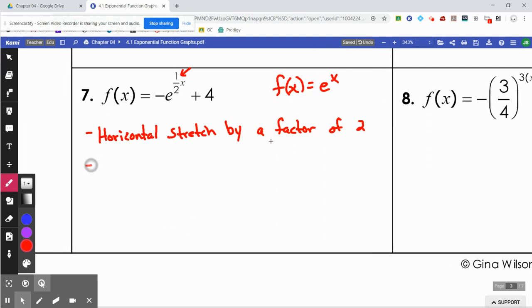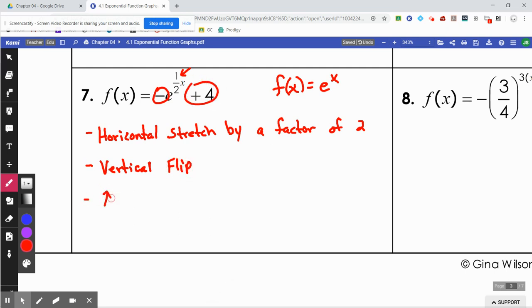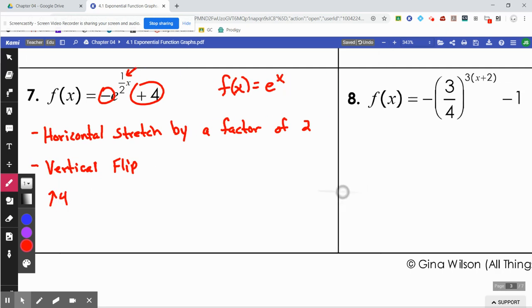Next up, I have a negative out in front of my function, so therefore, since it's not up there with the x, it would be a vertical. And since it's a negative, that's going to flip your function. And the last thing that you've got is the +4 tacked onto the end, which moves your function up 4.